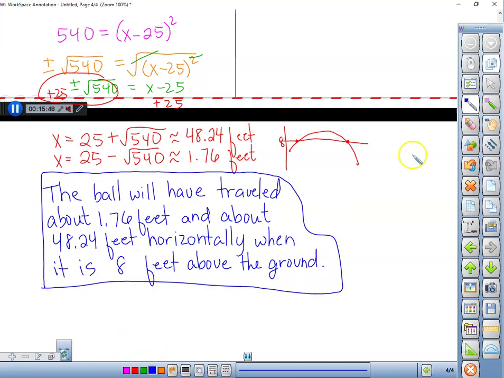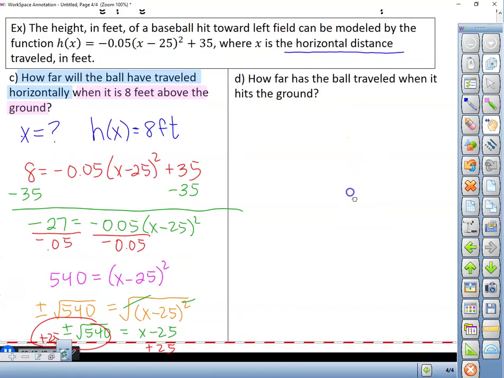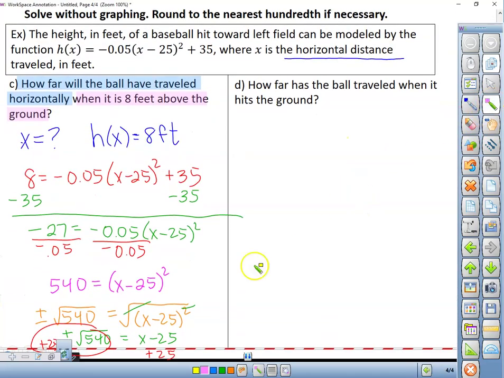All right, I think we have one more to talk about. Part D. So part D says, how far has the ball traveled? So again, traveled is a horizontal distance, an x description. So we are once again looking for an x value. So that means we need a number for h of x. So it says when it hits the ground.